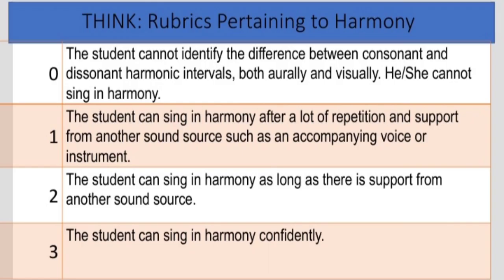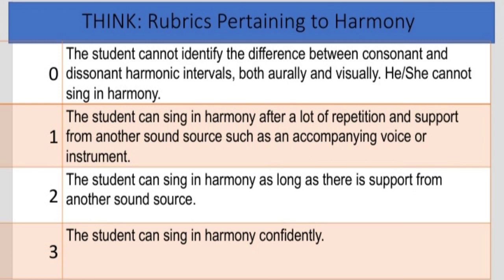So again, this is how you score your student pertaining to harmony. You give score 0 if the student cannot identify the difference between consonant and dissonant harmonic intervals both orally and visually. She cannot sing in harmony. So, amo dyan yung score 0.